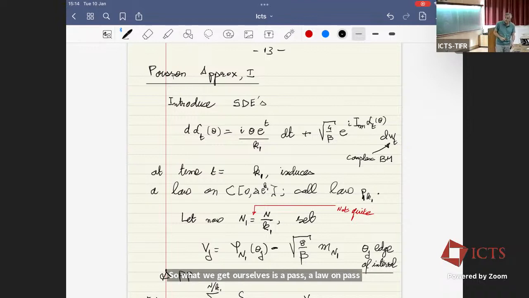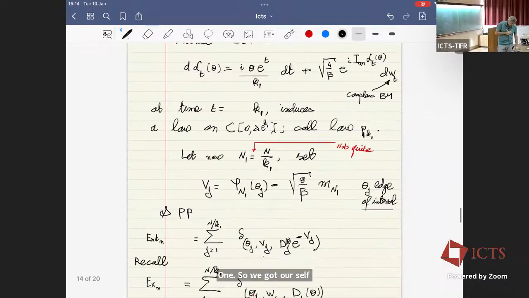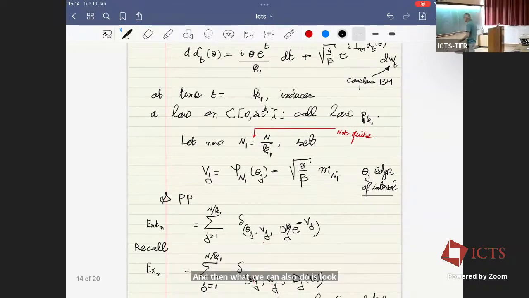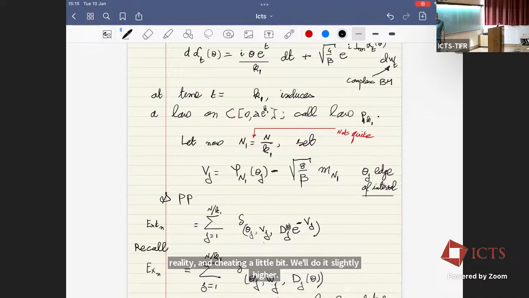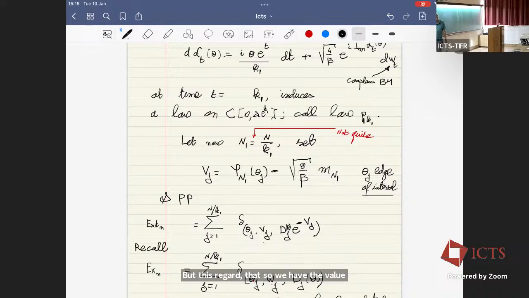So this law on path, we call it pk1. It depends on k1. The length of the interval depends on k1. The length of the recursion depends on k1. So we got ourselves an object like that. And then what we can also do is look at the value at this point. But remember, at this point, the values are more or less constant for all the points in this interval. So we might as well choose one point here. In reality, I'm cheating a little bit. We'll do it slightly higher. But disregard that. So we have the value here. And then we have this decoration added to the value here.